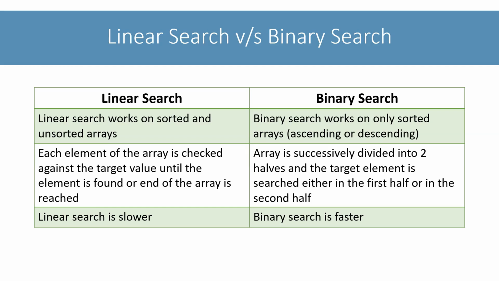In binary search, we use the fact that the array is sorted. We don't check each element but divide the array into two halves and check for the element in only one of the halves. In general, linear search is slower as it requires more comparisons relative to binary search. With that, I hope now you have a good understanding of searching in arrays. Next, we will start discussing sorting in arrays.